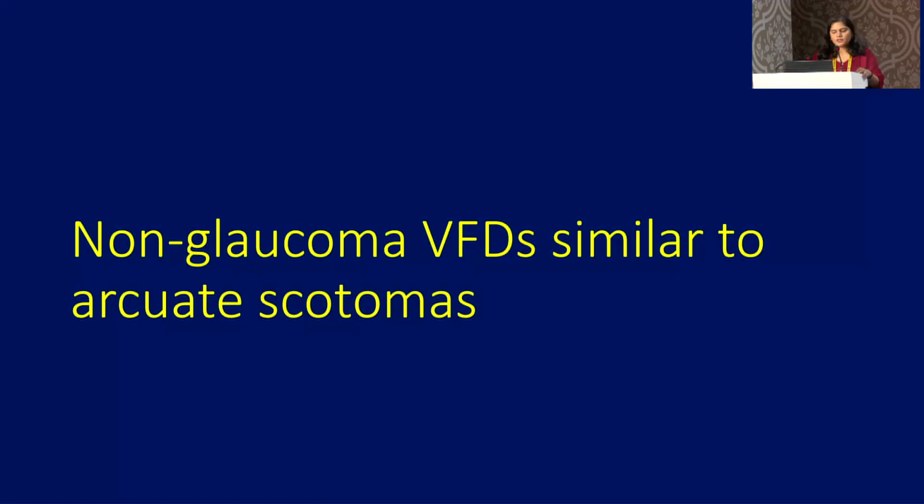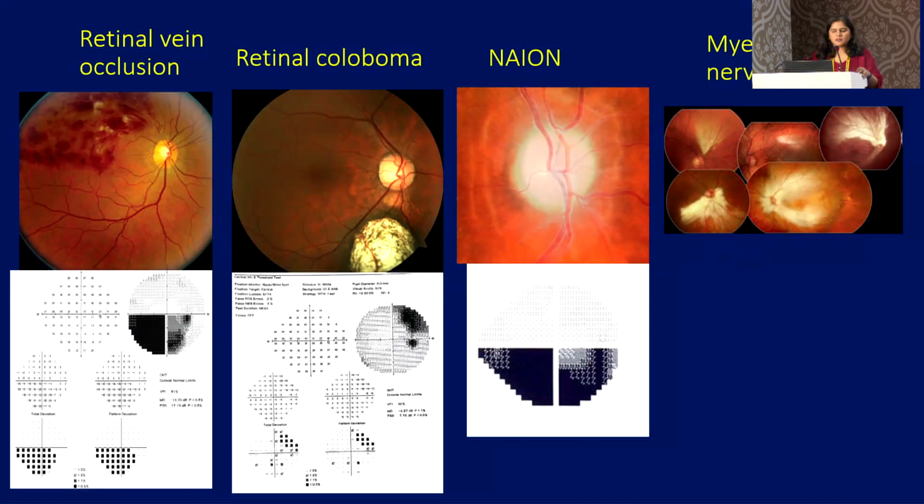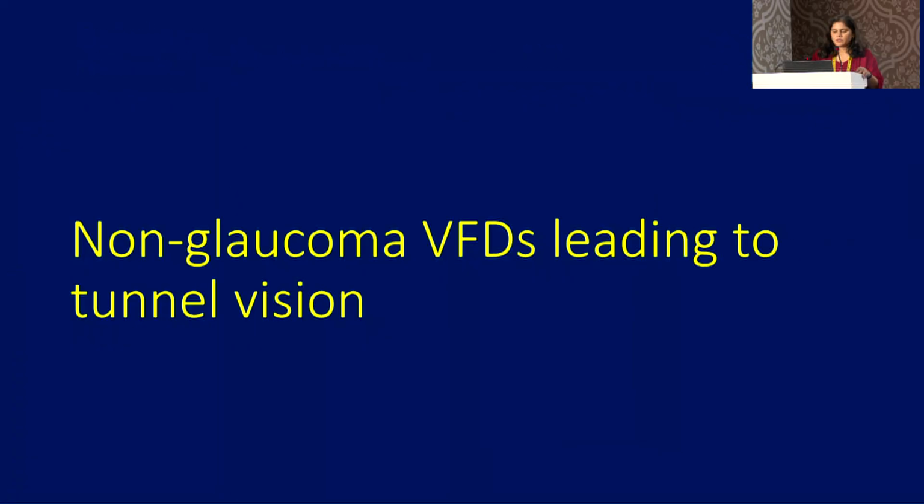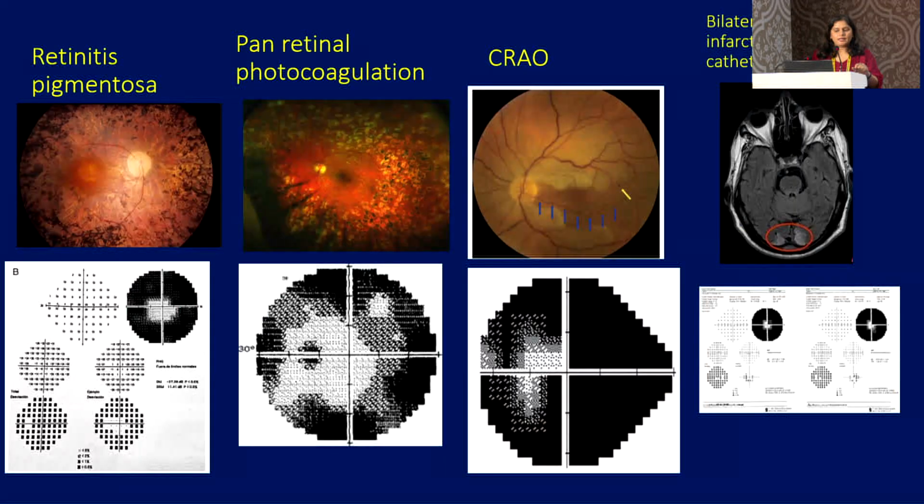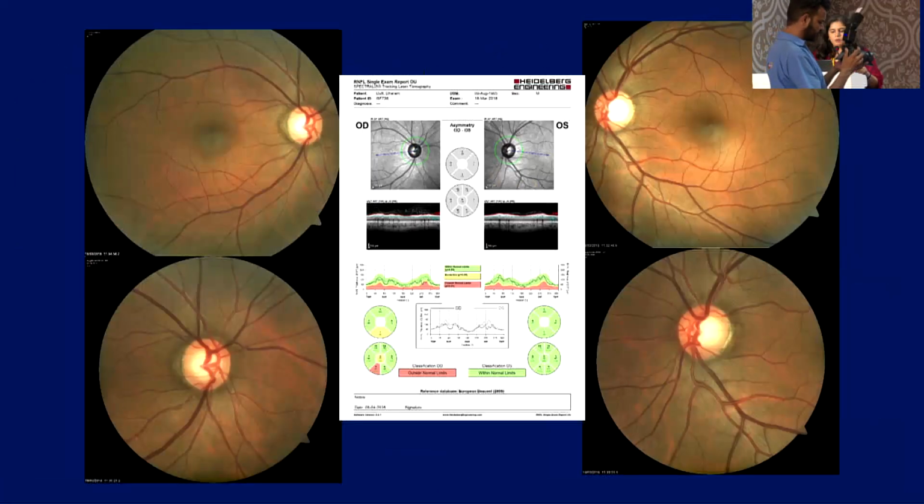Visual fields that are similar to arcuate scotomas can be retinal vein occlusions, retinal colobomas, NAIONs, myelinated nerve fibers. Also non-glaucomatous visual field defects which can lead to tunnel vision can be retinitis pigmentosa, PRP that has been done, CRAOs, or bilateral infarct in the optic areas. So these are very important to note.